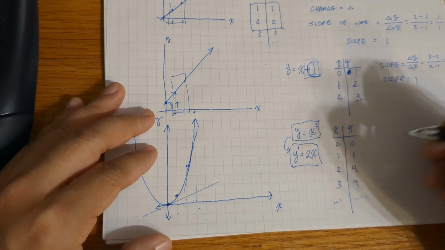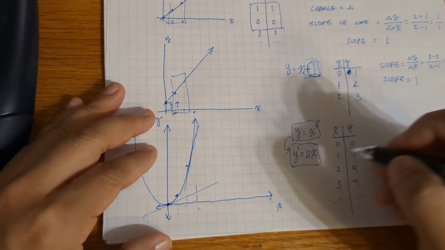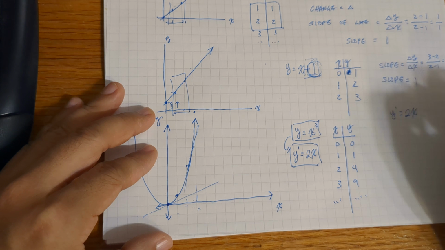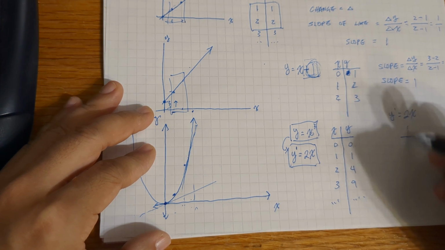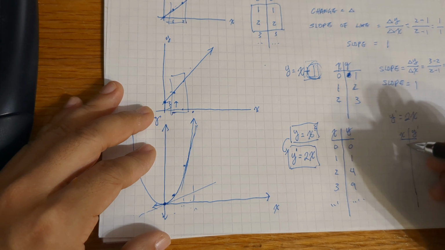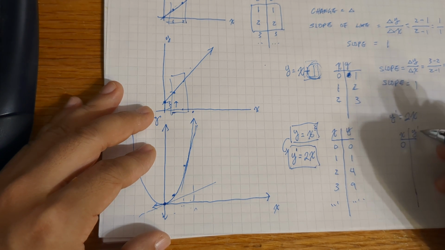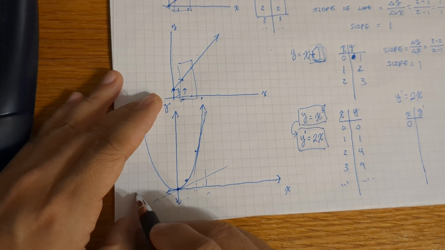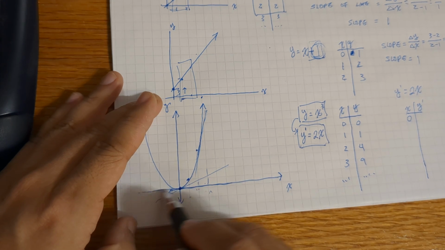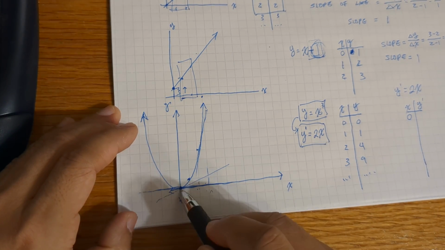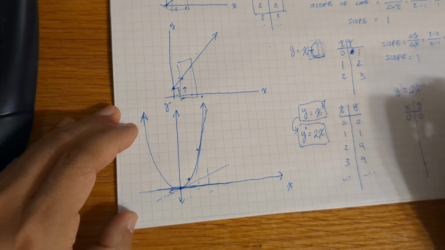All right, so let's test that out. So y prime is equal to 2x, right? So when x is 0, what is the slope of the line? When x is 0 right here, if you take a tangent to the curve, which is just a line touching the curve at that point, the slope is 0.